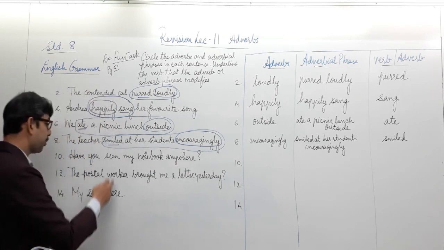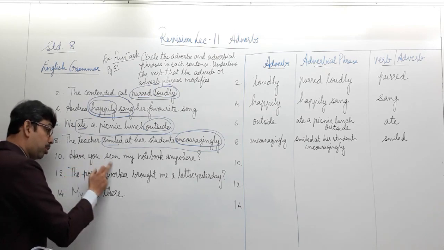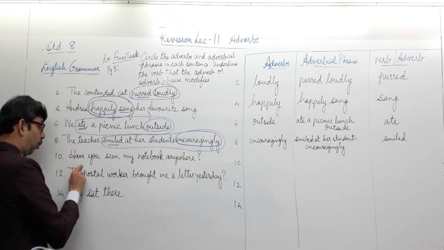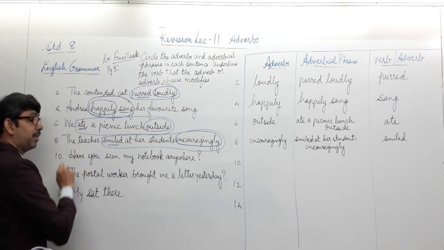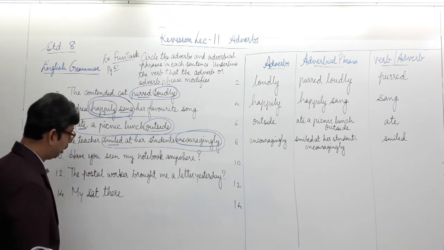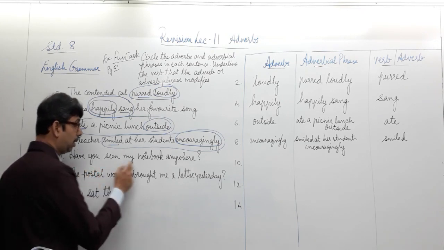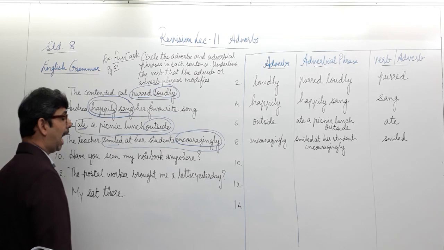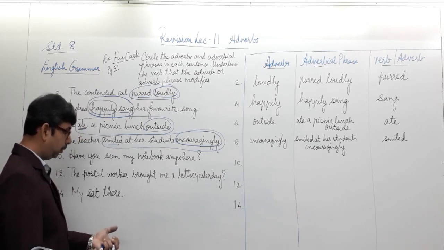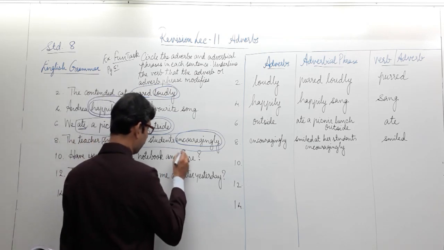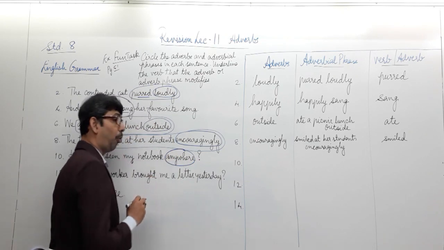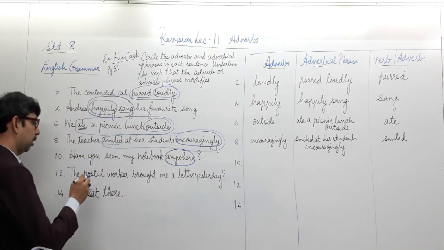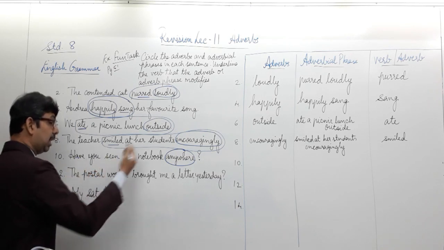So the action of seeing over here, but have you seen my notebook anywhere? So here we are referring to the verb have. Have is the auxiliary verb that is being referred to. Have you seen my notebook anywhere? So anywhere becomes the adverb which we need to circle. And for the adverbial phrase, we need to circle the words have you seen anywhere.